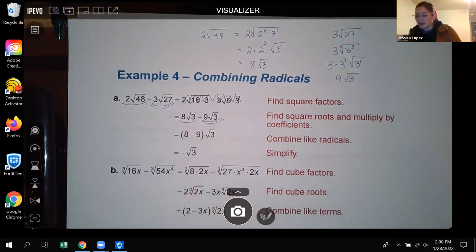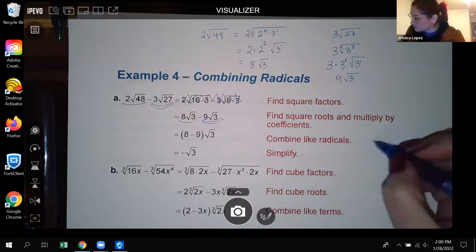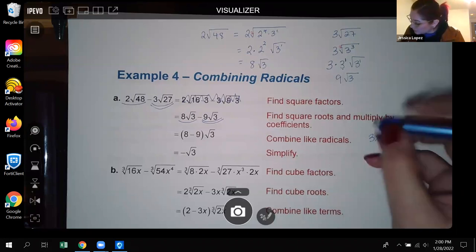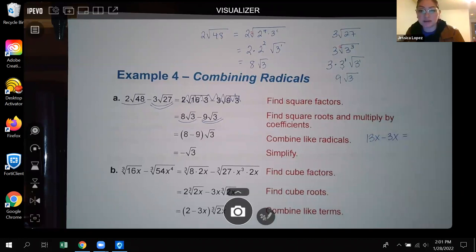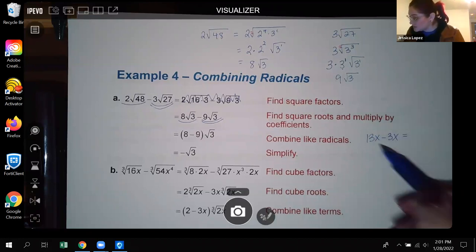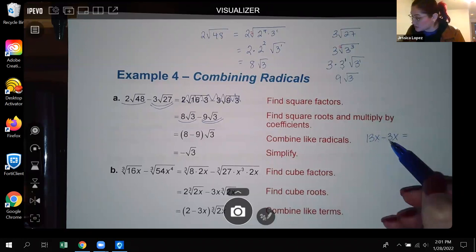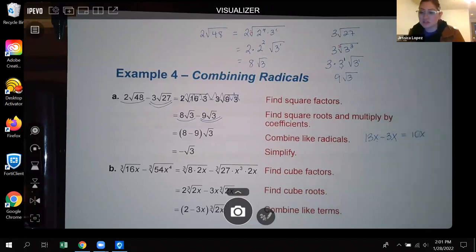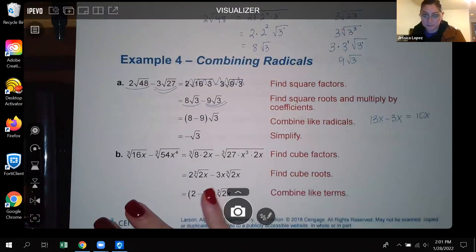So just keep that in mind that the radicals, when they're like terms, they end up becoming like an item. Just like when you were doing this, right? I should probably put a bigger number, like 13x minus 3x. You have 13 of these x's minus 3 of these x's, so that leaves you with 10 of those x's, okay? It's very much like combining like terms. You just manipulate the coefficients essentially, okay?